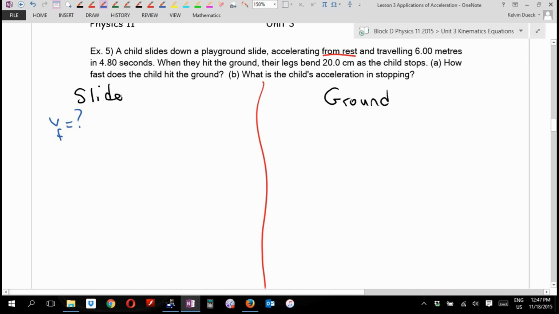So now I'm going to write stuff for the slide on this side. From rest. Oh yeah, I've been on slides. You do start from rest. Okay, I guess you can run and kind of jump over the ladder and try and take a running start, but most people sit down. Yes? VI is 0. What's that? 6. What's that? 4.8.